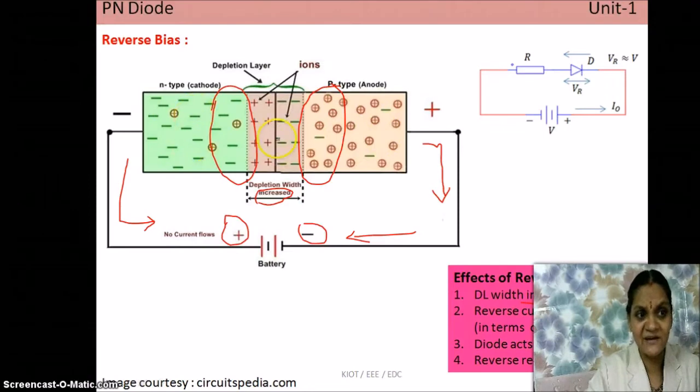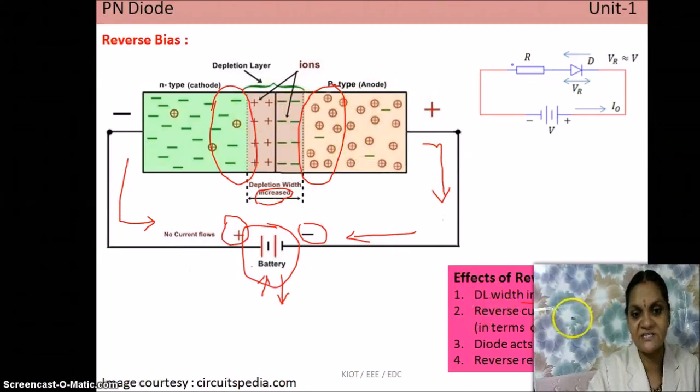But due to majority carriers, the depletion region width is getting increasing and increasing. So the current contributed by the minority carriers will be very, very less. The current flowing under reverse bias condition is only due to minority carriers. That minority carrier current is very, very less, and at the same time these minority carriers do not have any effect from the battery. Whether we increase or decrease the supply voltage, those minority carriers remain constant. Initially it tries to increase, but after some time it remains constant. So that we call a reverse current.